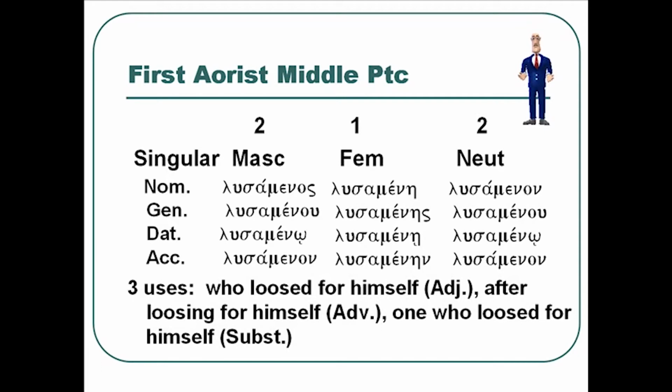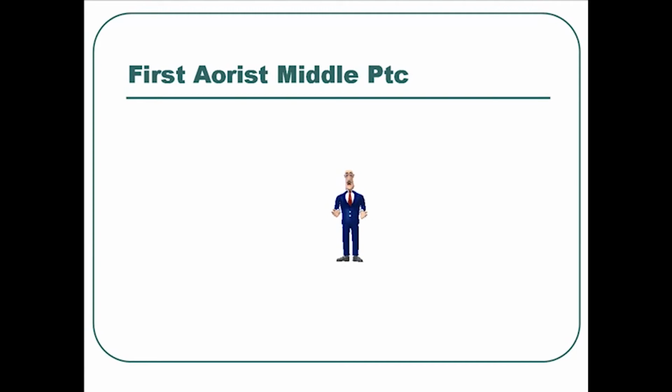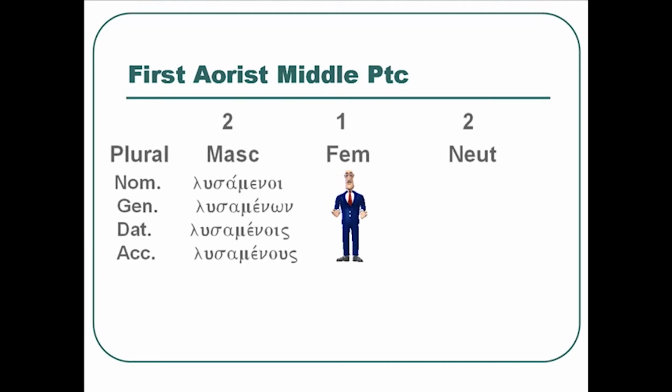And these are translated who loosed for himself, or after loosing for himself, or simply translating them active: who loosed, after loosing, and the one who loosed. The plural middle forms exactly as we'd expect. Lusamenoi, lusamenon, lusamenois, lusamenus. For the masculine, second declension forms are used there. Oi, on, ois, us.